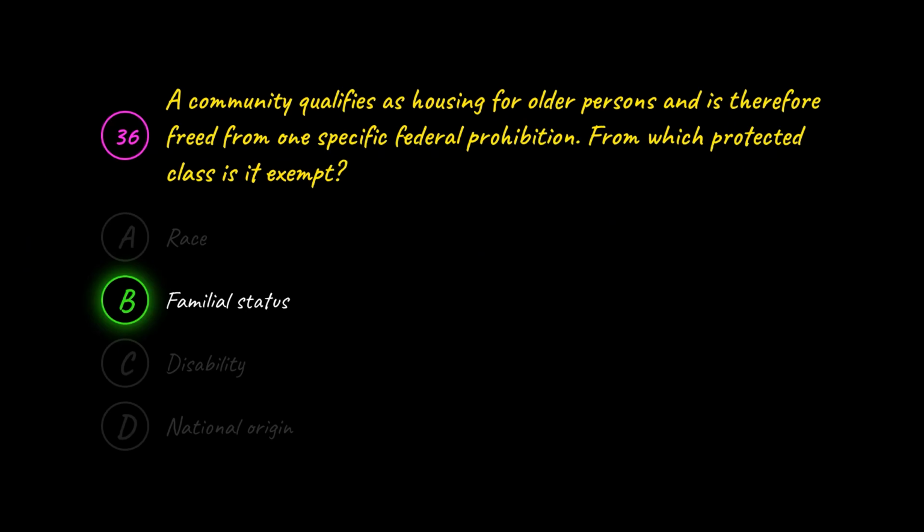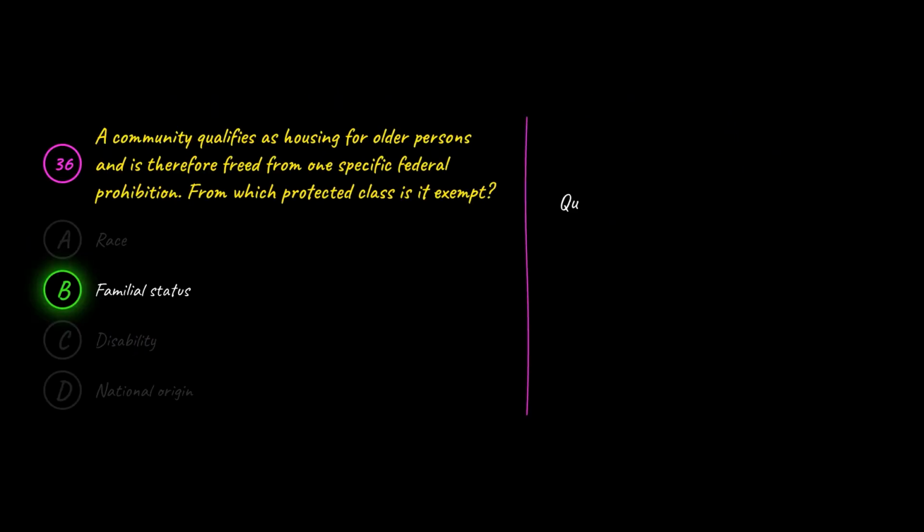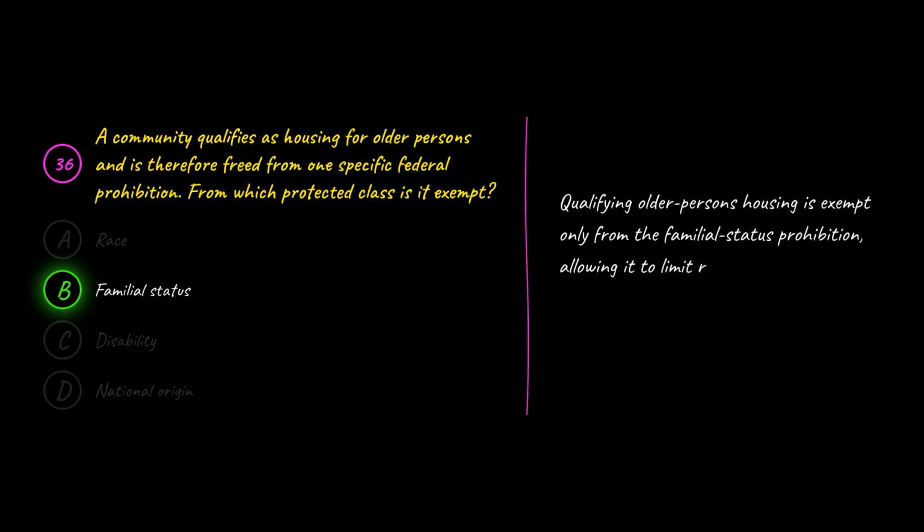The correct answer is B. Familial status. B is correct because qualifying older persons housing is exempt only from the familial status prohibition, allowing it to limit residency by age. The other 6 federal classes still fully apply to senior communities.